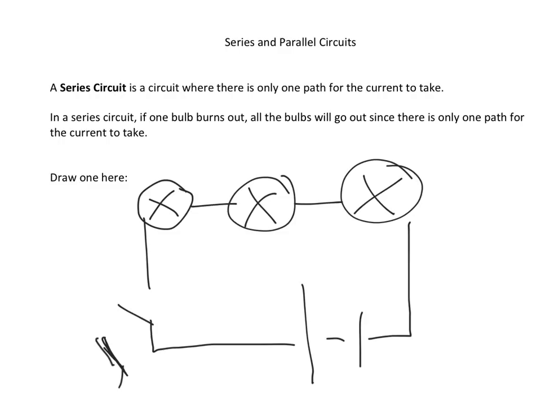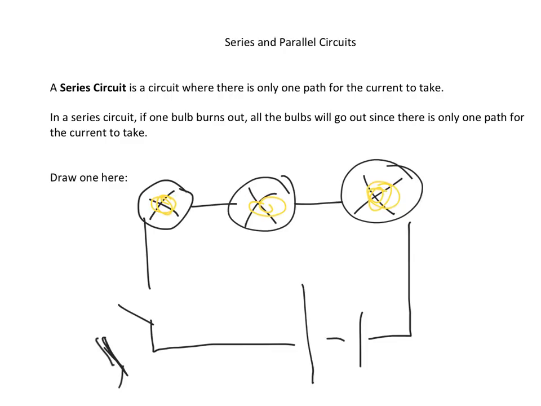Okay, so there are 2 different types of circuits we're going to talk about. One is called a series circuit, where there's only one path for the current to take. You need to take a moment and draw my series circuit. I drew down there for you. And you can see that you've got the 3 light bulbs here. Here's 1, here's 2, and here's 3. Those 3 light bulbs are all in a row.